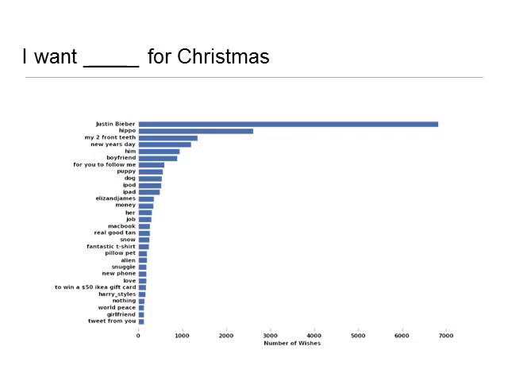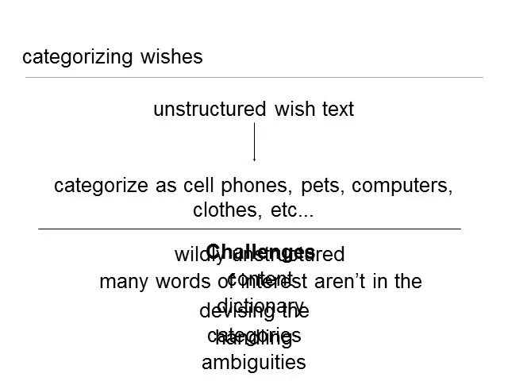So the problem that we have is that we effectively have all of this noise, and in order to really understand what's going on, we have to take this unstructured wish content and categorize it and deal with all of these issues. You know, it's wildly unstructured. There's lots of words that aren't in the dictionary. I mean, to give you some sense, these are the kind of tweets that we had to look at.